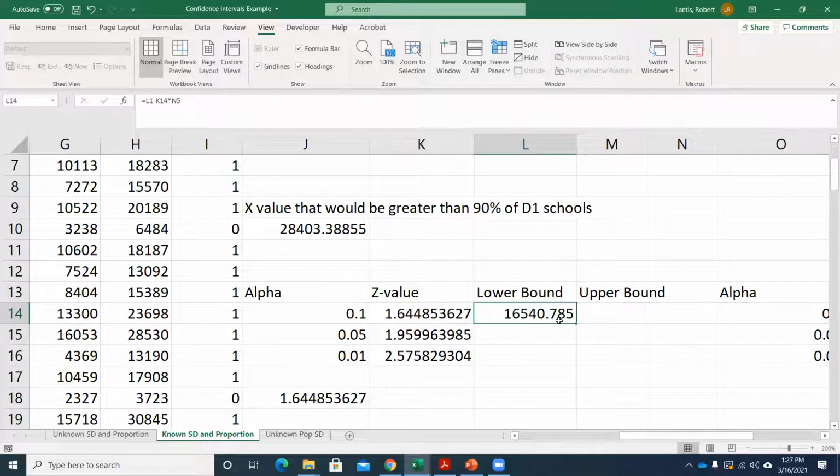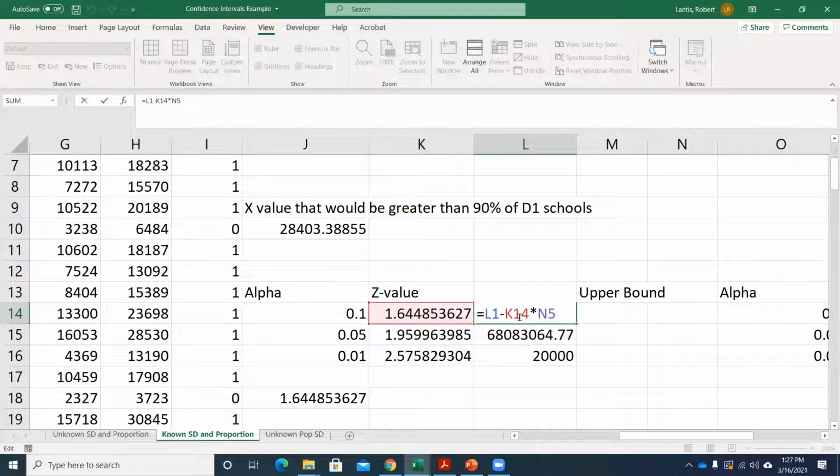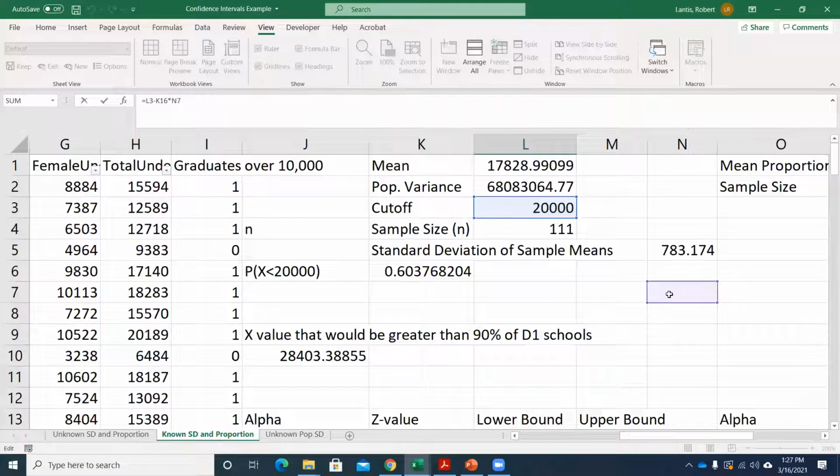So now I've got my lower bound. Now, if I copy this down, this looks kind of weird. What mistake did I make? If I copy this down, what's the problem going to be? Well, if I'm trying to build 3 different confidence intervals, I'm building each one of them around the same sample mean, and they all have this same sample size. So notice when I copy this down, oh yeah, those cell references start moving.